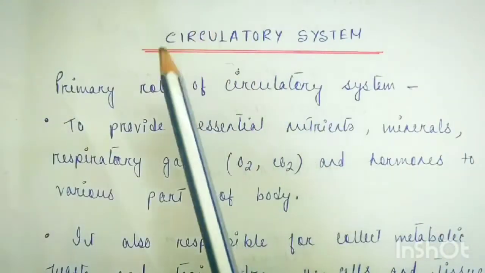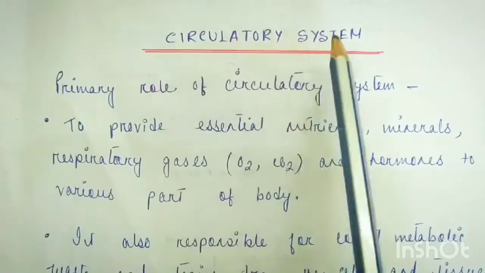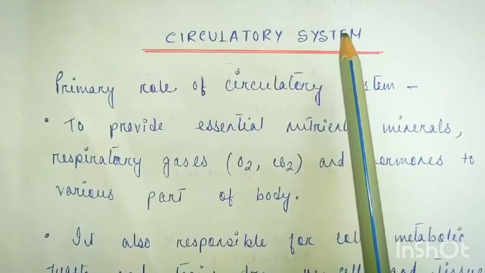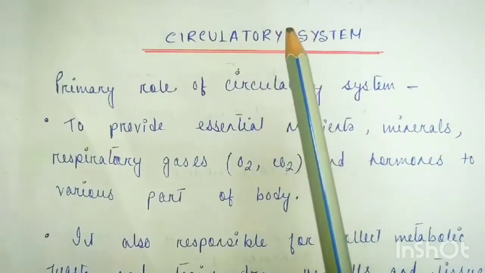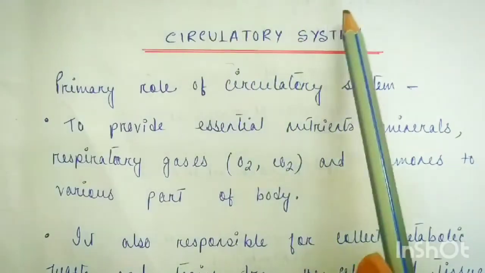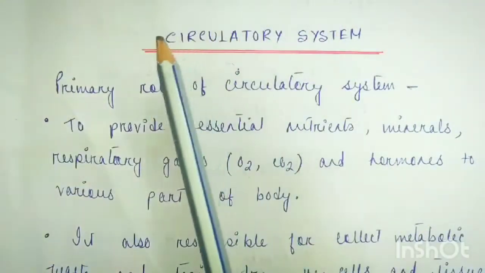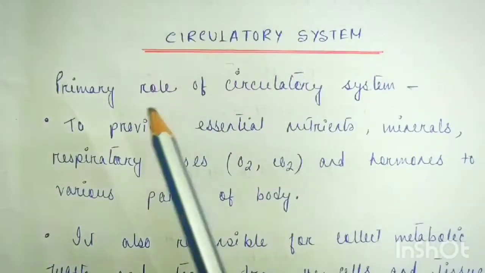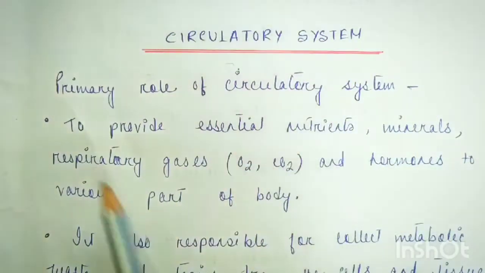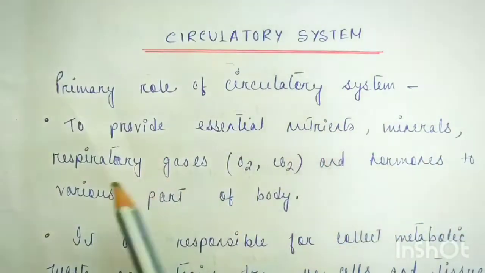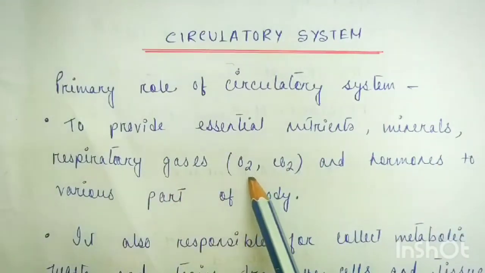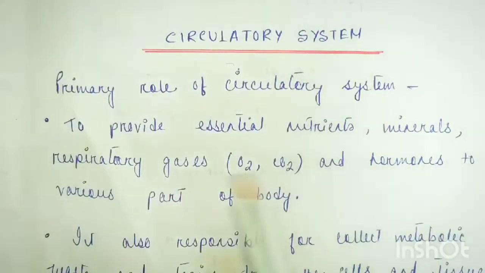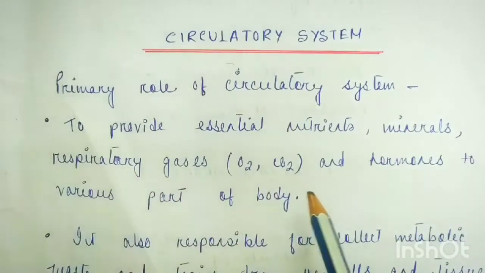Let's start today's video with one of the important topics, that is the circulatory system. In our previous video, I discussed the different types of blood groups, what blood is, and the components of blood. So in this chapter, we are going to discuss the circulatory system. First, what is the main function of the circulatory system? To provide essential nutrients, minerals, respiratory gases, meaning oxygen and carbon dioxide, and hormones to various parts of the body.